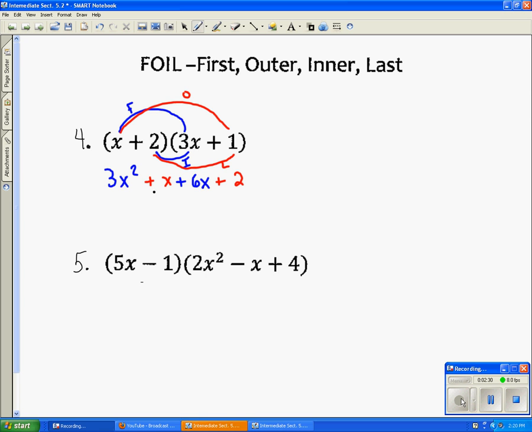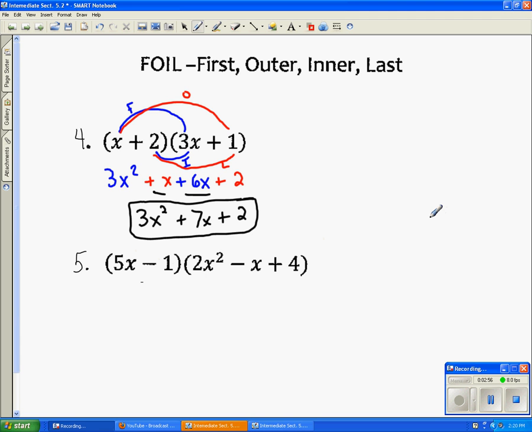Add like terms. We have x terms there, so there's an unknown 1. 1 plus 6 is going to be 7. So 7x plus 2. So you have to use the FOIL method when you have a binomial times a binomial. My next one and my last one, number 5, is a binomial, 2 terms, times a trinomial, which is 3 terms, and we have to distribute.